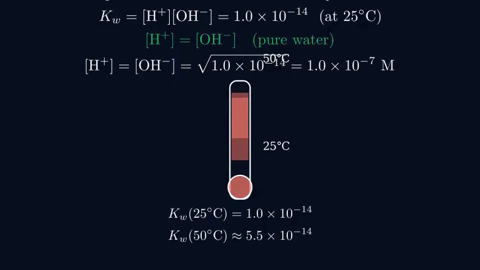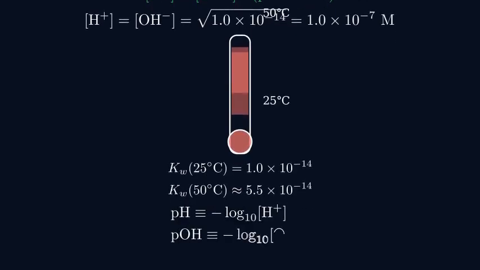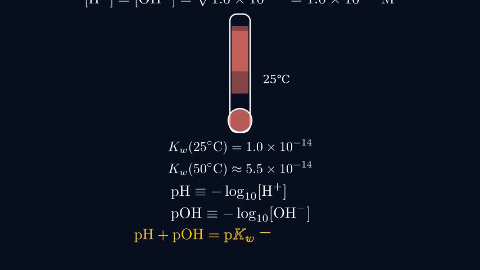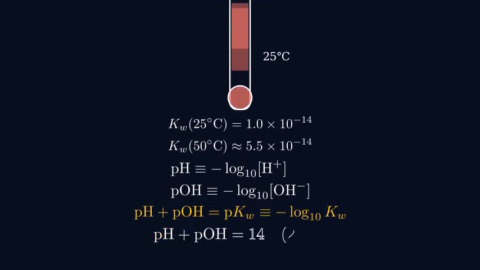Now, the pH and pOH connection. We define pH as negative log base 10 of [H+] and pOH as negative log base 10 of [OH-]. Because [H+] times [OH-] equals Kw, taking negative logs gives pH plus pOH equals pKw. At 25 degrees Celsius, pKw is 14, so pH plus pOH equals 14.